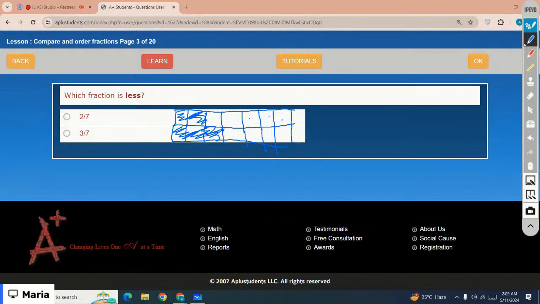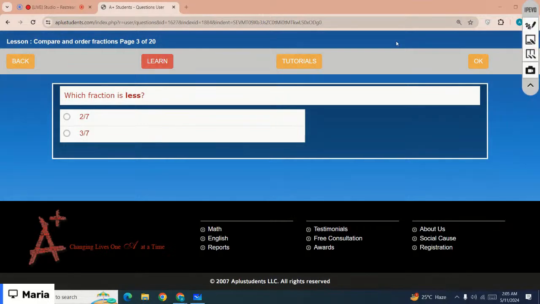So which is less? The fraction that has less portion colored is less. So which is the correct option? That is 2 over 7 is less than 3 over 7. The correct option is 2 by 7. So 2 by 7 is less than 3 by 7.